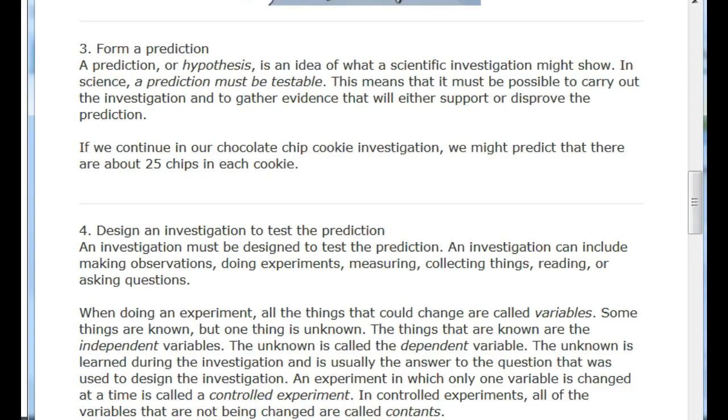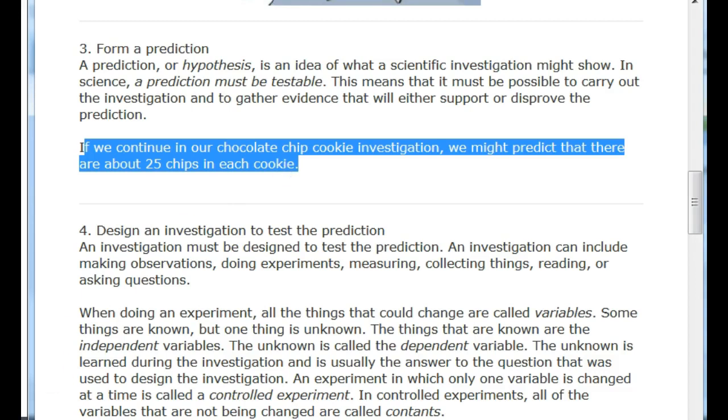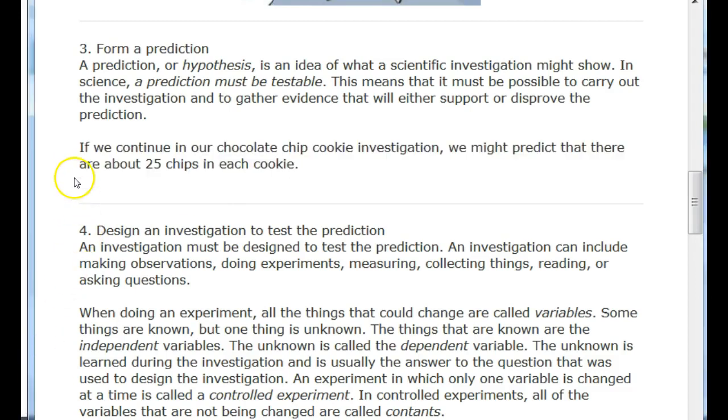The third step is form a prediction. As you can see here, one of the ways we can do that is just by looking at the bag and then saying, well, I think there's about 25 chips in each cookie. That's a guess based on possibly looking at one cookie, counting it out, figuring out how many cookies are in a bag, and then going forward from there. But that's all a prediction is, really: a good guess.